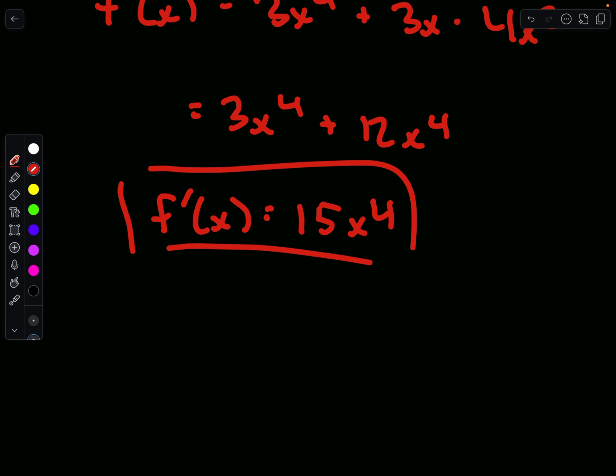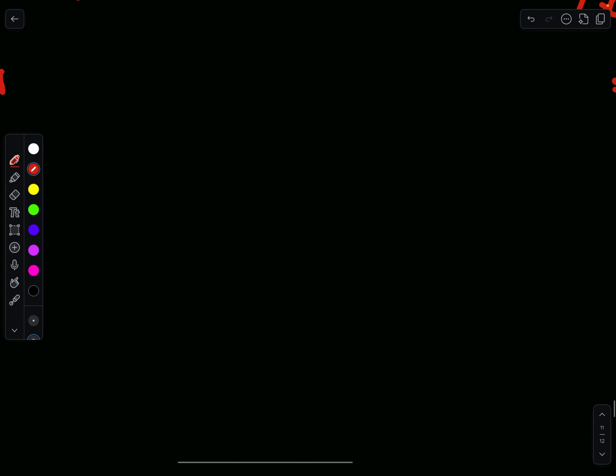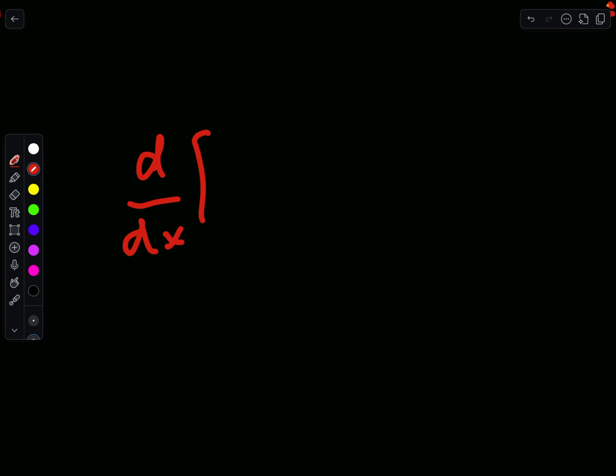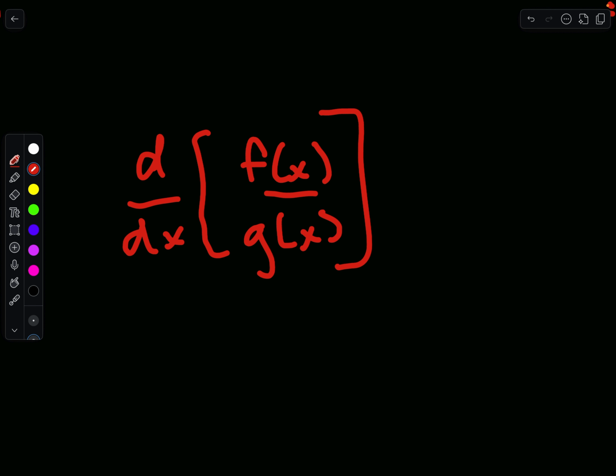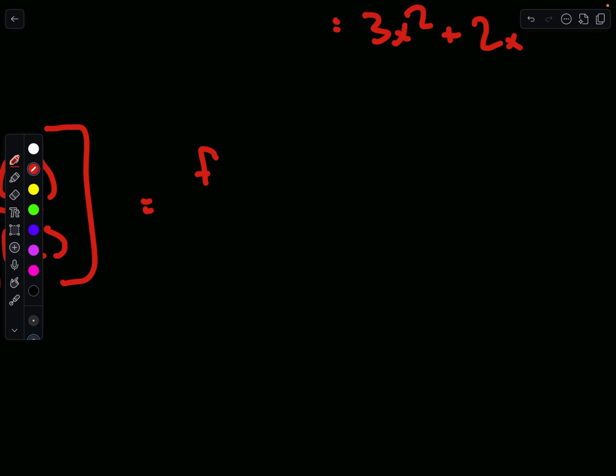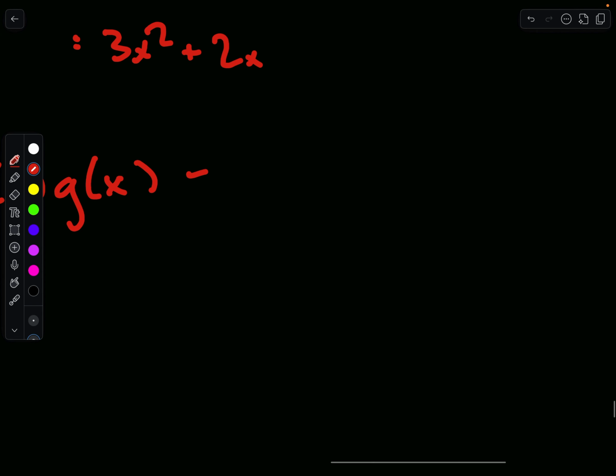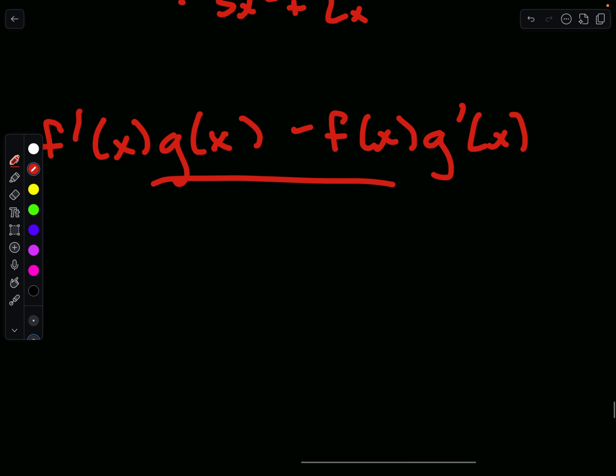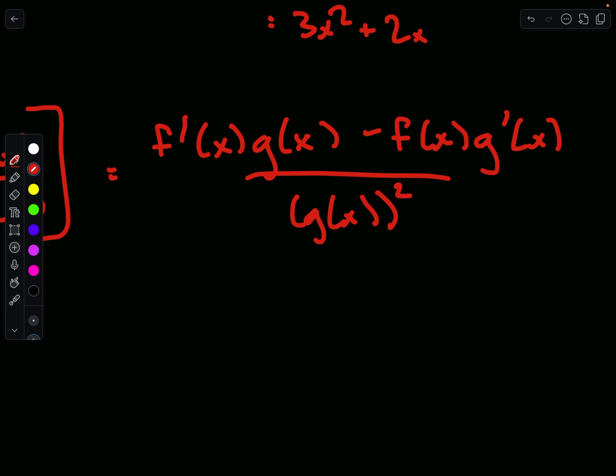Now, let's look at another rule. This is called the quotient rule, and it's a bit more complicated. If we have d dx of f of x divided by g of x, then we get f prime of x g of x minus f of x g prime of x, all divided by g of x squared. So you can think of it like bottom d top minus top d bottom. That is how you remember this.